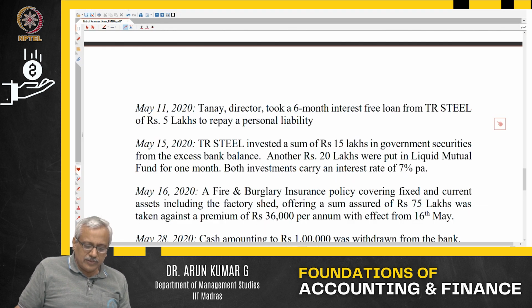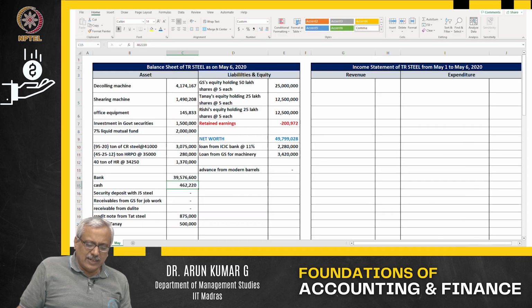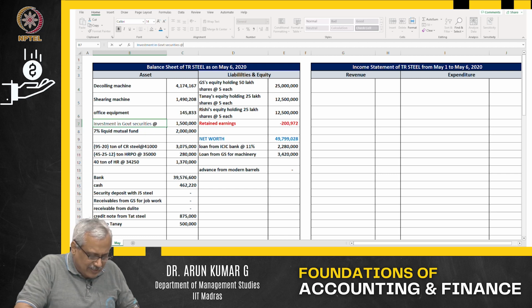I go back to the statement again. Both earn an interest of 7%. Now, let me say investment in government securities at 7%.